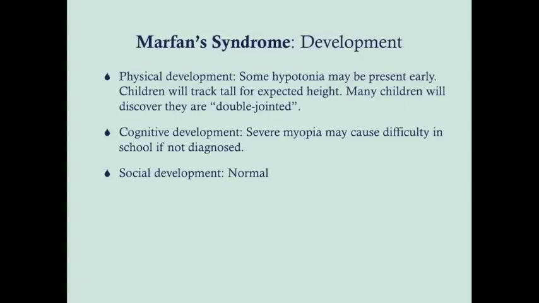All right, so development. Most patients with Marfan syndrome early on will have hypotonia, and this may or may not be diagnosed or noticed. Hypotonia, if it's early, can lead to delay in gross motor milestones. But otherwise, these children will track tall for their expected height, and many children will discover that they are double jointed. Cognitively, because they can have really severe myopia in some cases, if that's not diagnosed, that can lead to difficulty in school. But otherwise, Marfan's is not going to cause any difficulty in the cognitive or social domains.